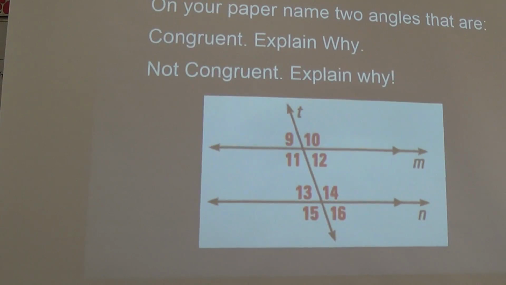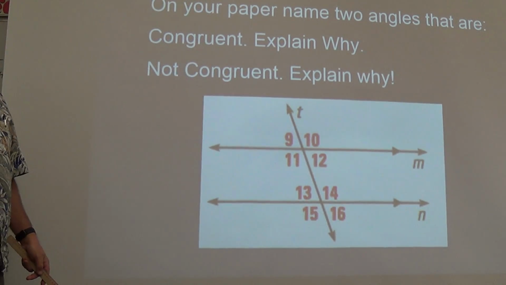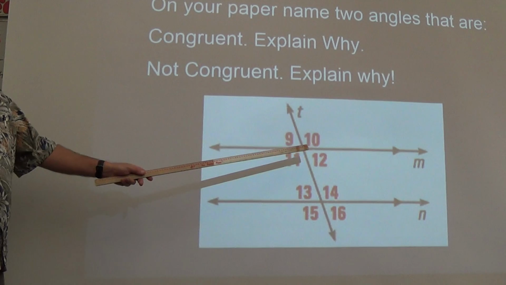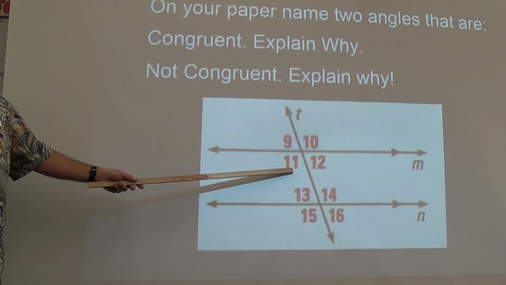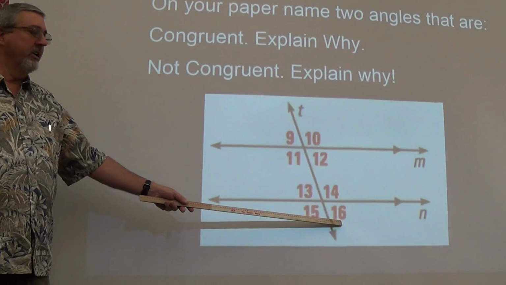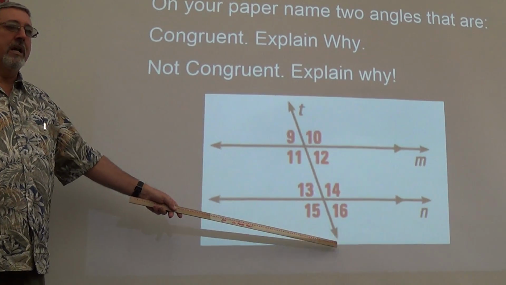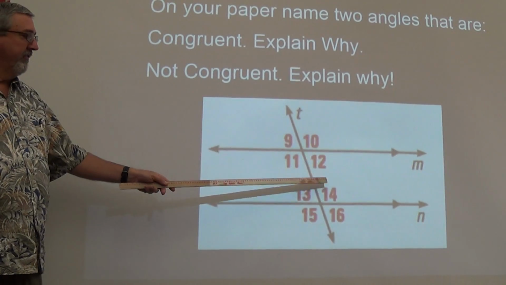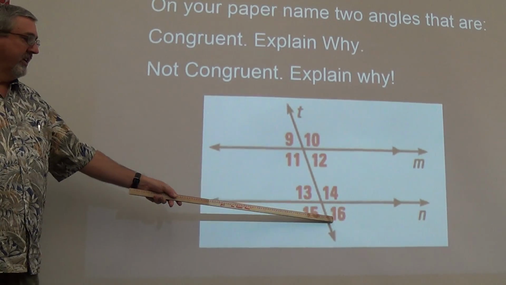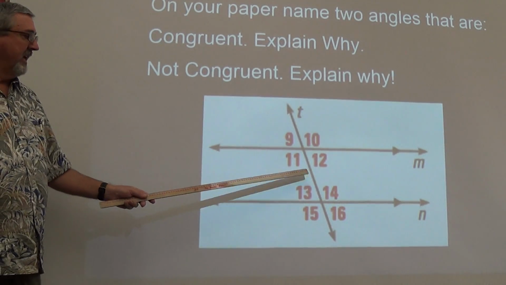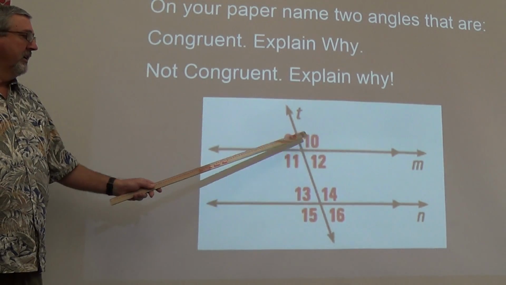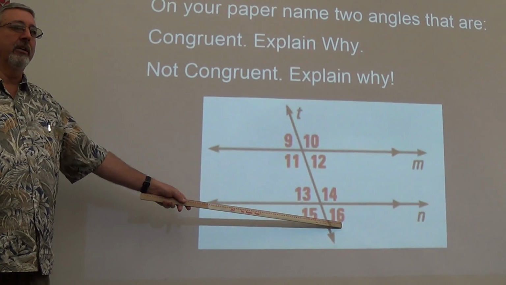So on your paper, name two angles that are congruent, or not congruent, and explain why. Just to alleviate any confusion, we did this just a moment ago on the other paper. So we know that 10 and 11 are congruent because they're vertical angles. We know that 10 and 16 are not congruent, right? Jazz talked about those, 10 and 16. Those two are not congruent. So 10 and 14 are congruent. 12 and 16 are congruent, they're corresponding. 11 and 14 would be alternate interior. 9 and 16 would be alternate exterior. So all those are congruent.